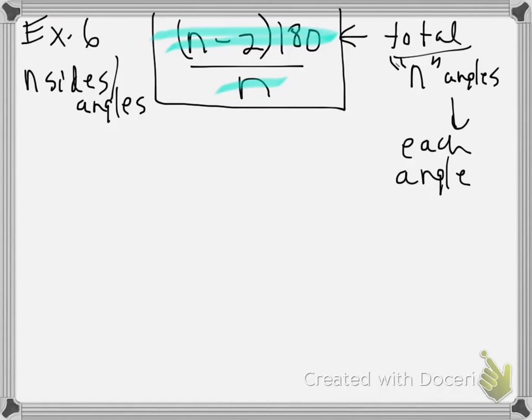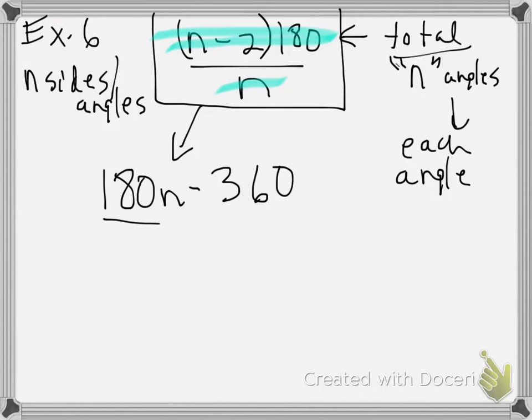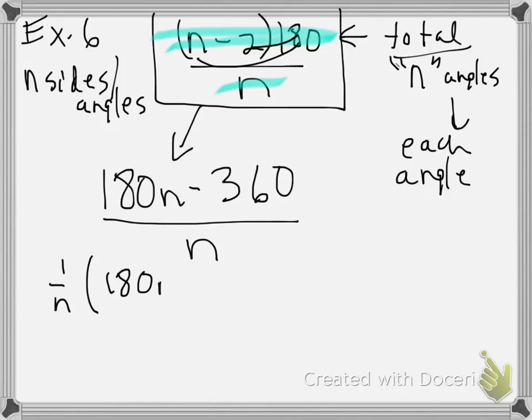This can be written like this. If we distribute the 180, you get 180 n minus 360, and you divide it by n. So all I did was distribute the 180 into both parts. And then I'm going to divide. This is the same as writing it as 1 over n in front, 180 n minus 360.